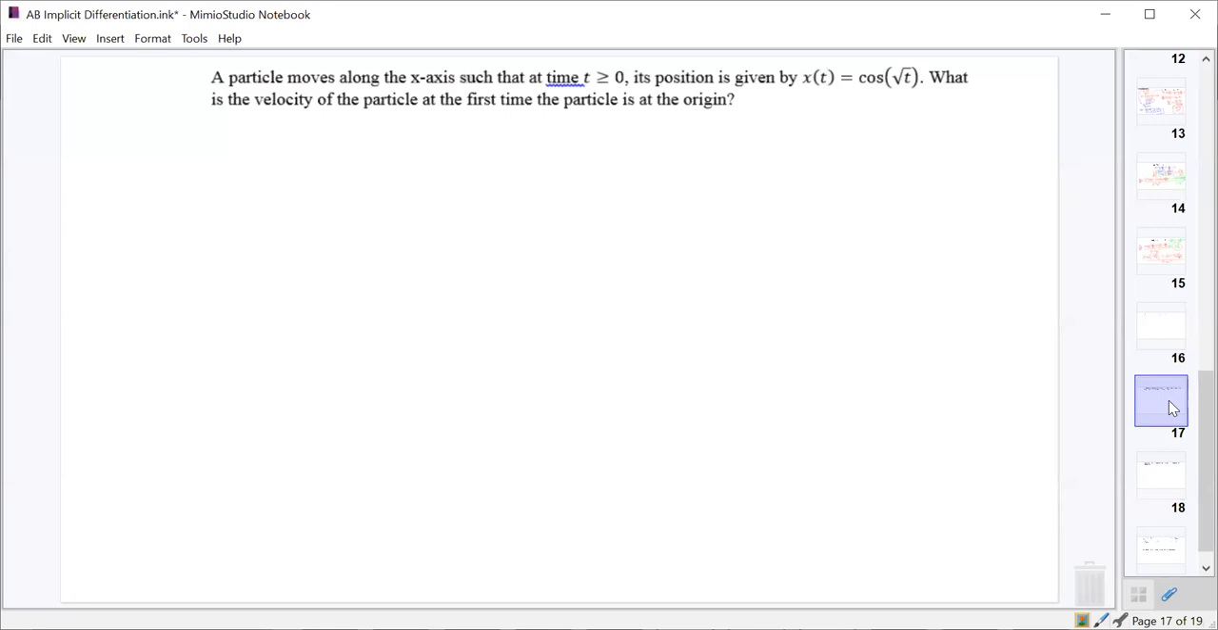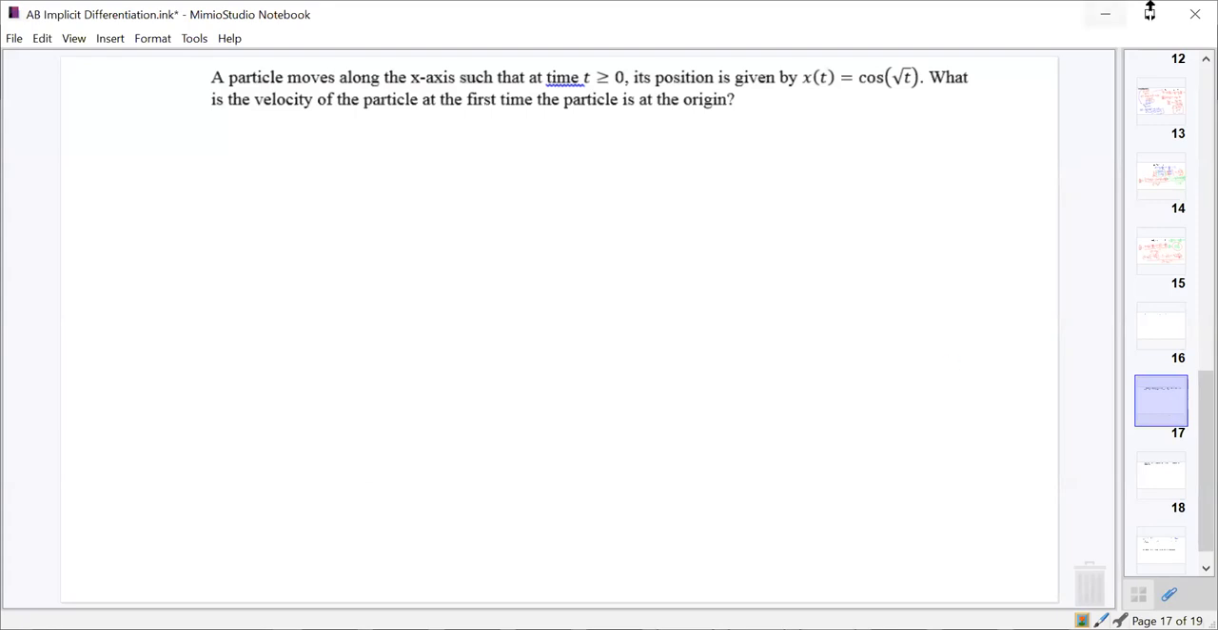So we've got a particle moving along the x-axis, so it's moving in a straight line, either to the right or to the left, and its position is x of t equals cosine root t. And we want to know the velocity of the particle the first time the particle is at the origin. And we're going to do all the work with our calculator.